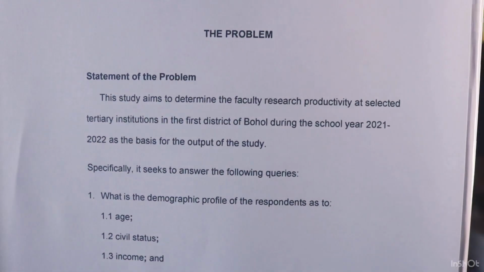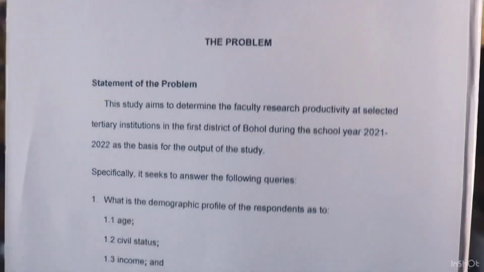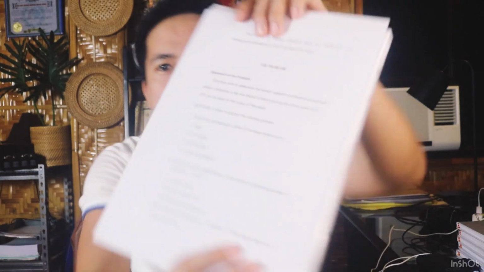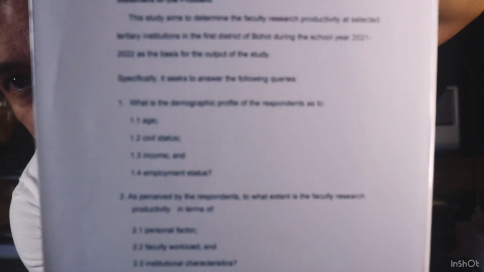So my opening statement, or my general statement, let me focus on that one. Okay, so my general statement is: this study aims to determine the faculty research productivity of selected tertiary institutions in the first district of this province as the basis for the output of this study. Specifically, it seeks to answer the following queries. So the first SOP that I have, hold on, the camera is zooming. There you go. I hope that's fine.